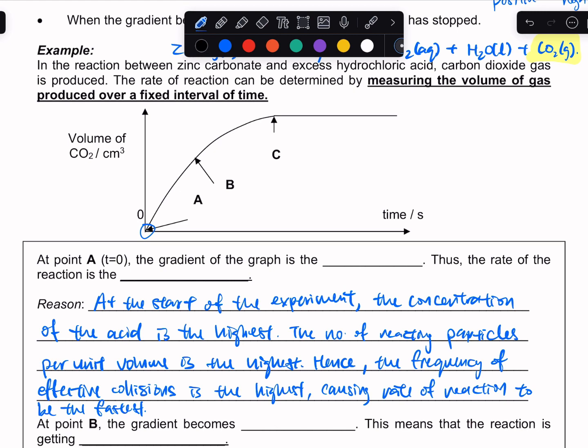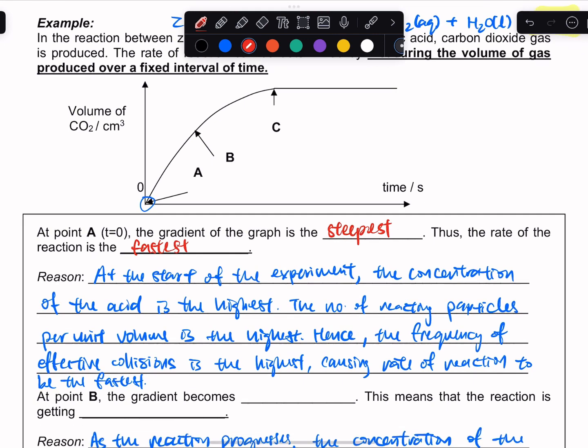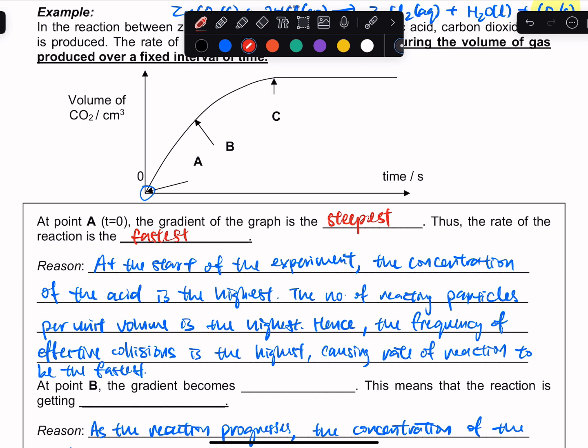Point A, at time equals 0. This is when the gradient is the steepest. Thus, the rate of reaction is the fastest at this point. How do we explain this? At the start of the experiment, the concentration of the acid is the highest. That's because nothing has reacted yet, so the concentration of your reacting particles is actually at the highest.